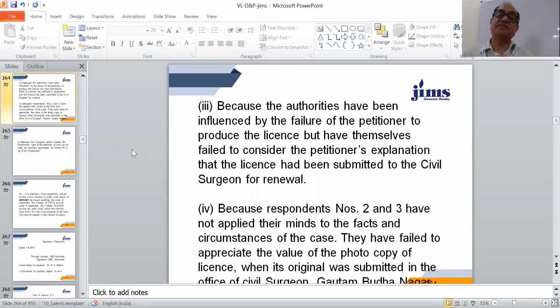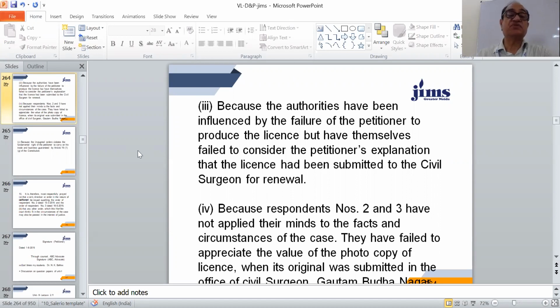The tribunal as well as the drug controller are influenced by the non-production of the license by the petitioner. But they have not seen the explanation as to why the petitioner could not produce his license before the drug controller or before the tribunal. The reason was that the petitioner had already submitted his license to the civil surgeon, Noida, for renewal.